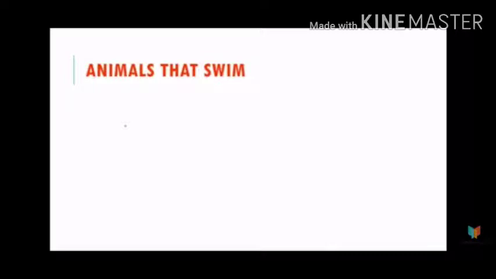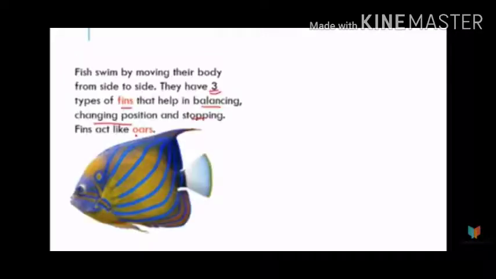Now let us look at animals that can swim. For example, fish swim by moving their body from side to side. They have three types of fins that help in balancing and changing position as well as stopping in the water. These fins act like oars. So children, do you know what an oar is?